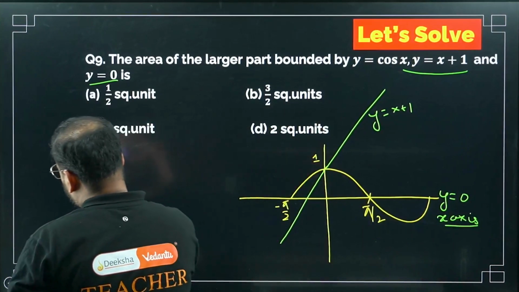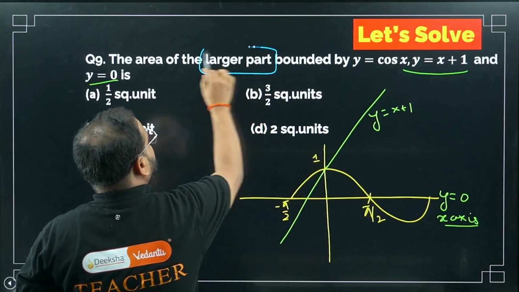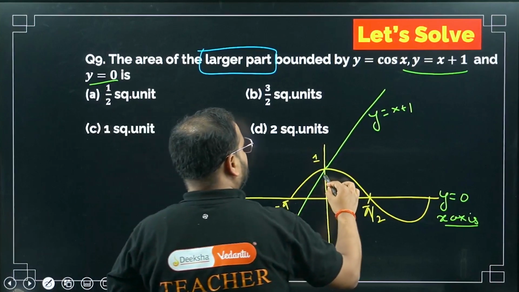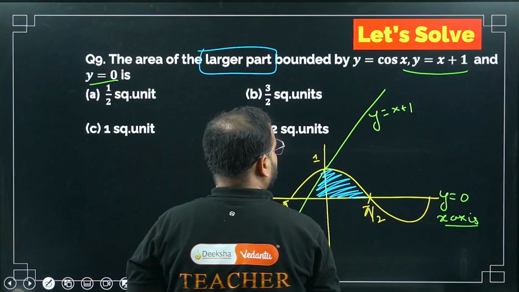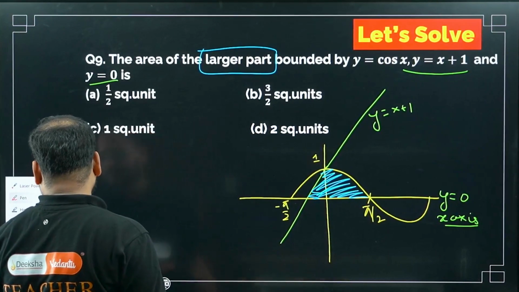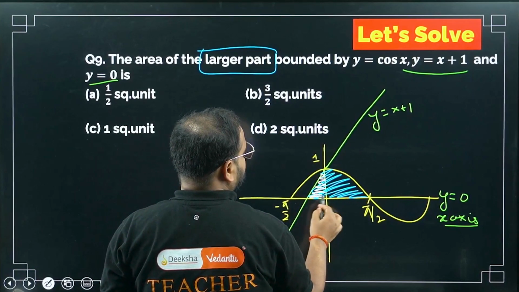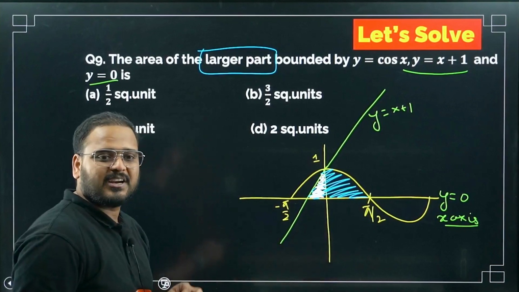So basically my area under consideration is what? What are they asking? Larger part. There are 2 parts, no? One is this smaller part and this larger part. What is this area? This area. Correct or not? This whole thing. Okay. Now I can divide this into 2 parts. The other one will be like this and this is the white region. Yes. 2 parts I can divide into.